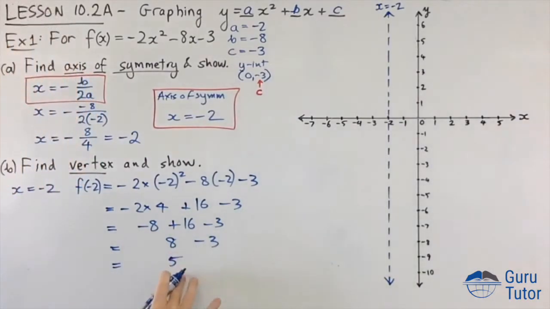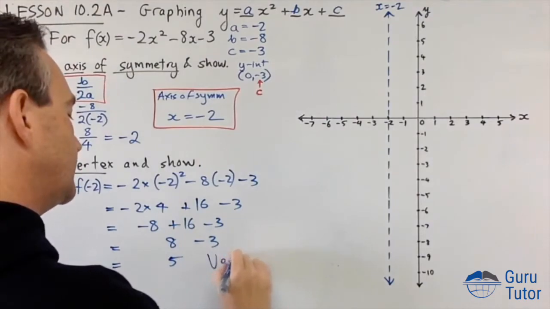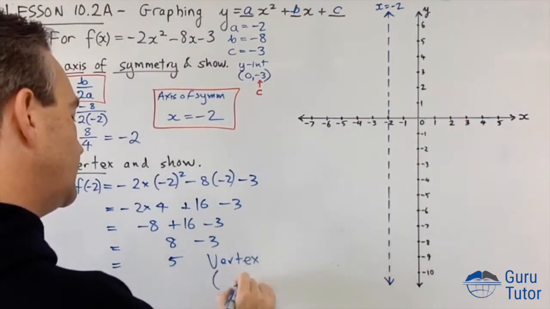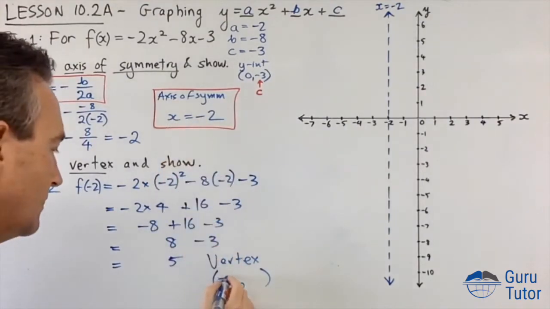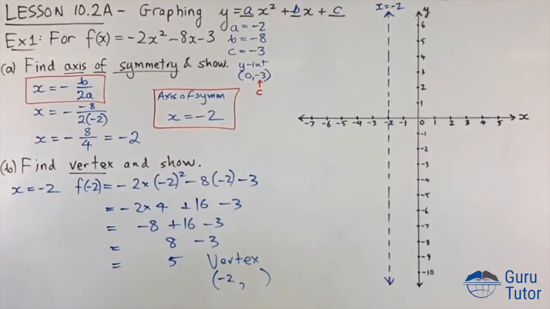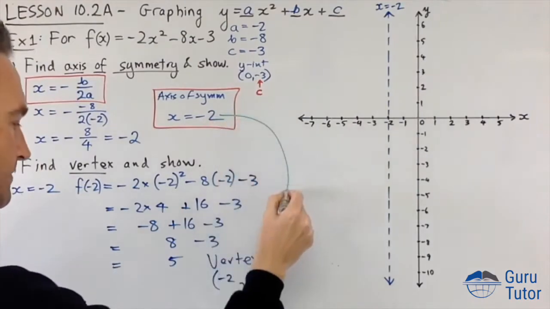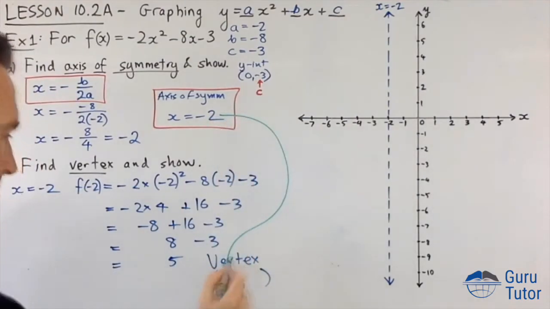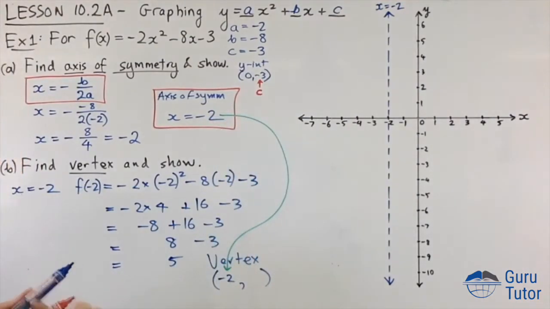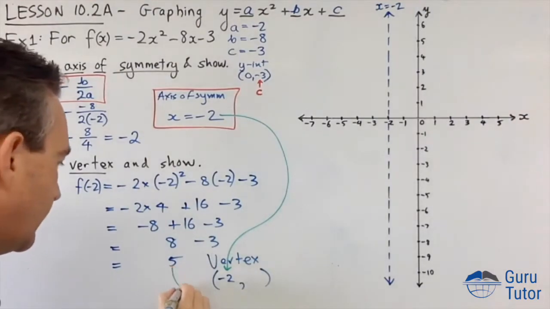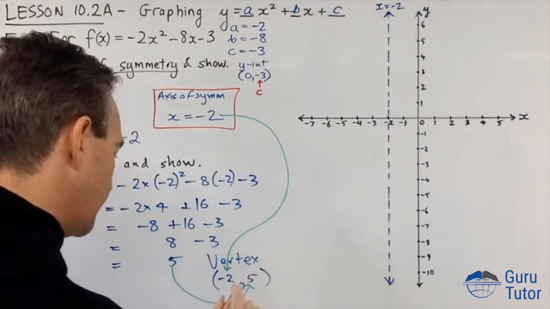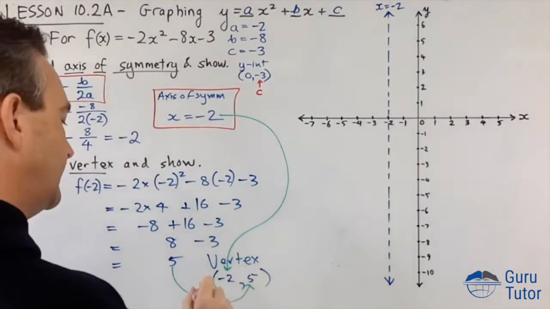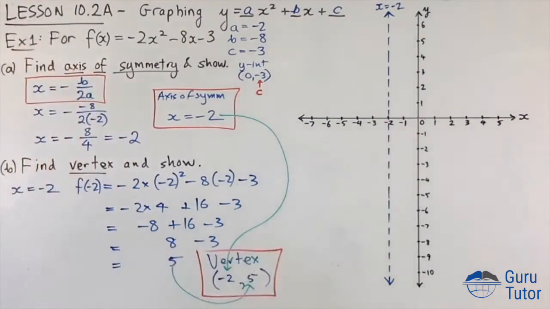Now, that is not the vertex. What is the vertex? Remember I said the vertex is a point. The vertex is the point (-2, ...). Okay, the x value for the vertex comes from the axis of symmetry, and the y value for the vertex comes from what you just found there, 5. So that is the vertex. It's the point (-2, 5) for this question.